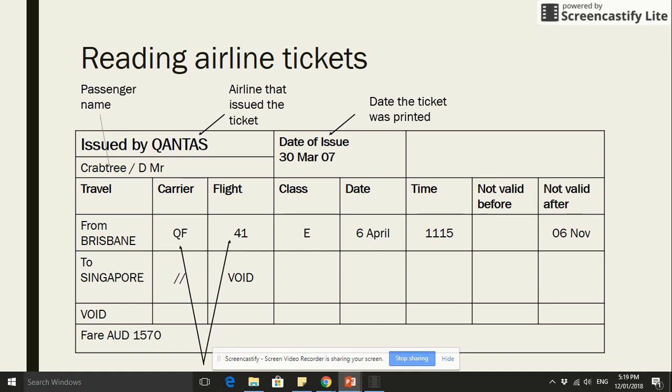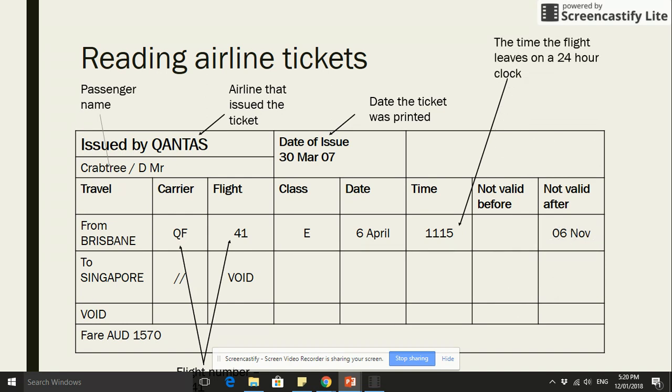QF is actually the carrier, and 41, that's the flight number. Now remember, don't be confused. Carrier is Qantas, so that's the airline, and they all have 2-digit codes, and the flight number is 41. But if they ask you what the flight number is, it's QF41. Okay, they go together.